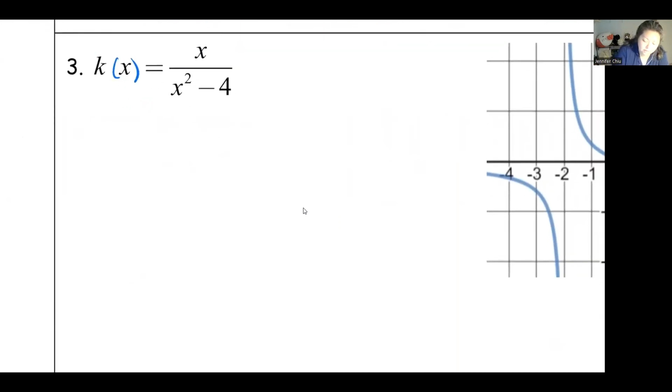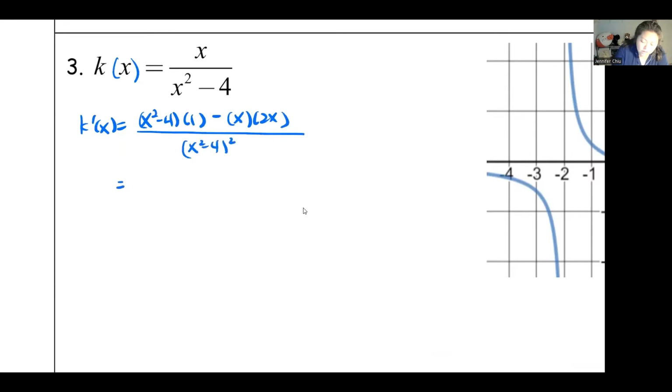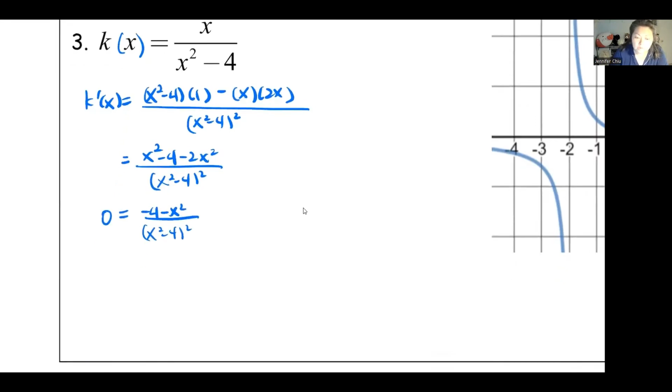So k prime is low d high minus high d low over low squared. Clean up the top. You never need to clean up the bottom. You will get -4 minus x squared over x squared minus 4 squared. And now you can set equal to 0 to solve.